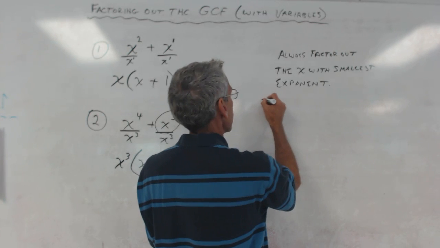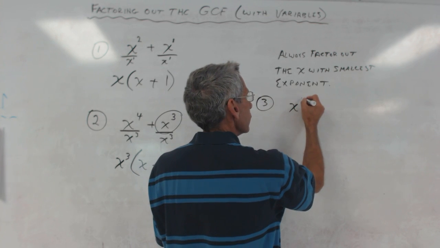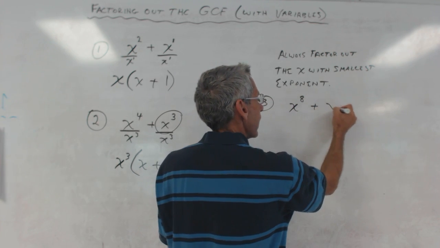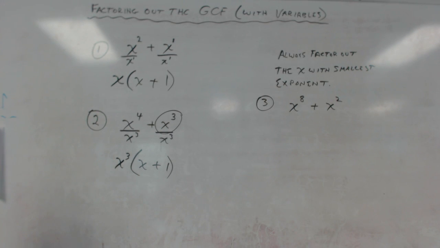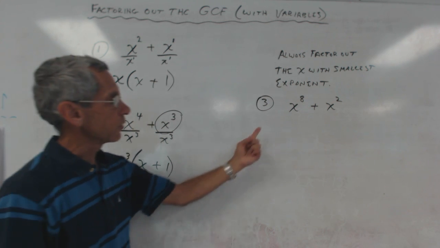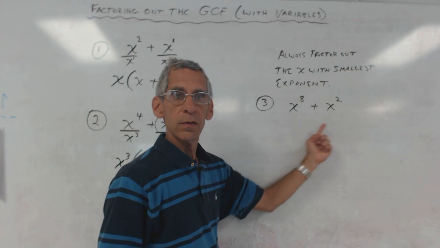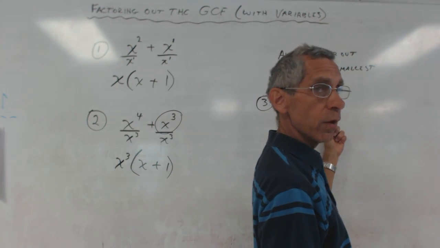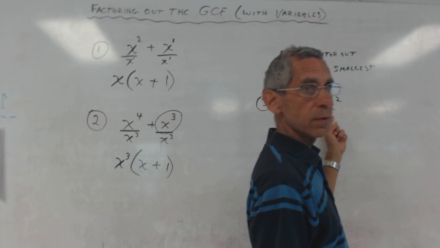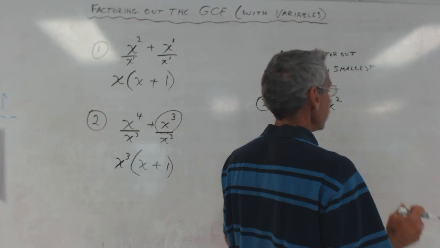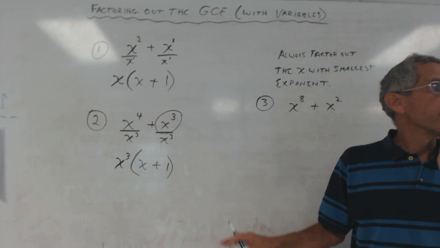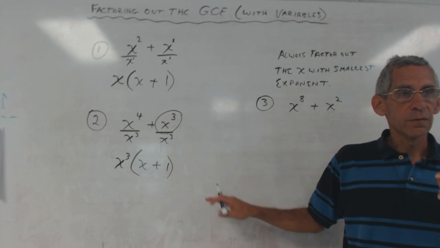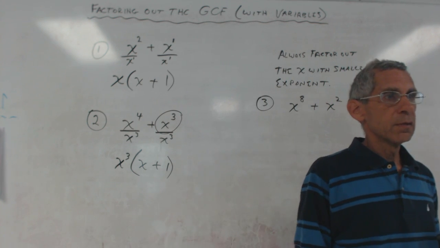Let's try 3. How about x to the 8th plus x squared? Which one can I factor out? It's either x to the 8th or x squared. Which one is my greatest common factor between these two? The second one, the one with the smallest exponent. Am I going too fast? I notice people are looking at this, so let me just wait until you guys are done with that. Is everybody done? Two seconds. Are you guys done?